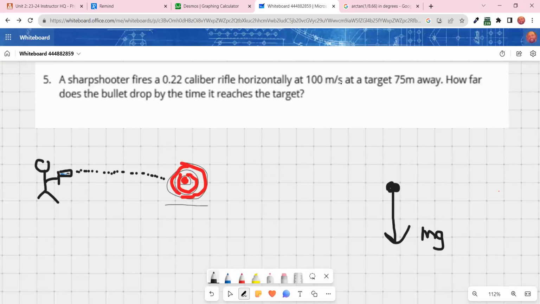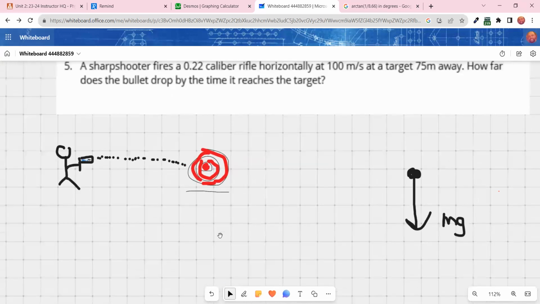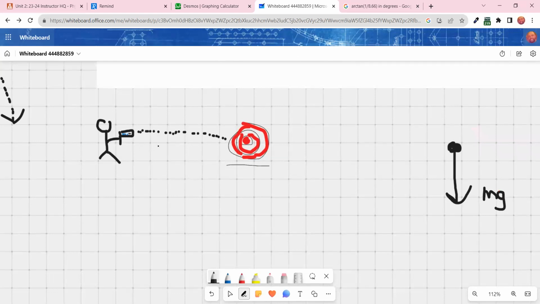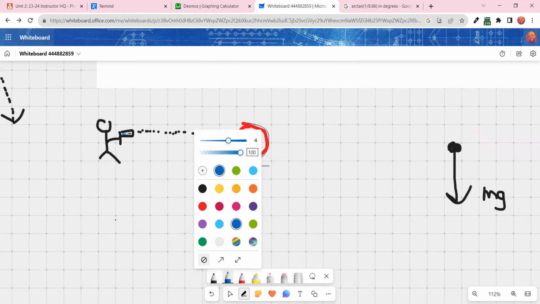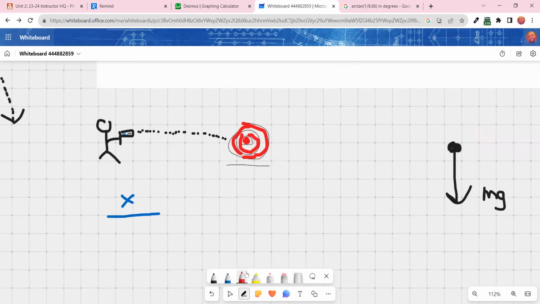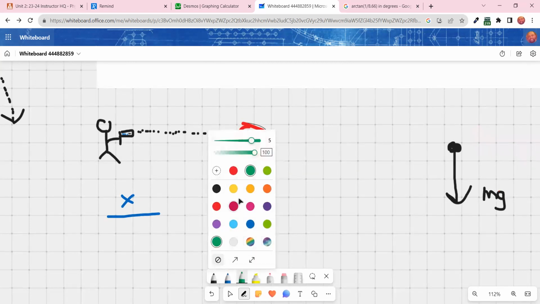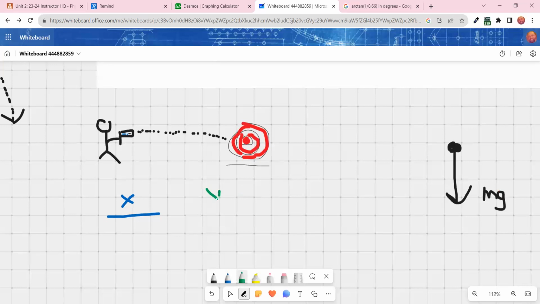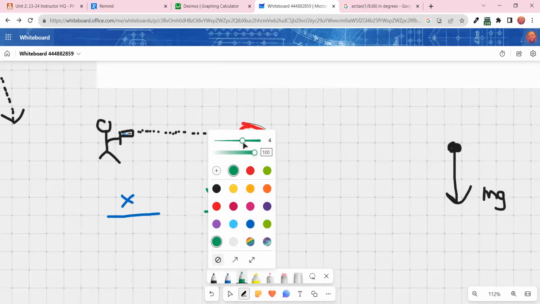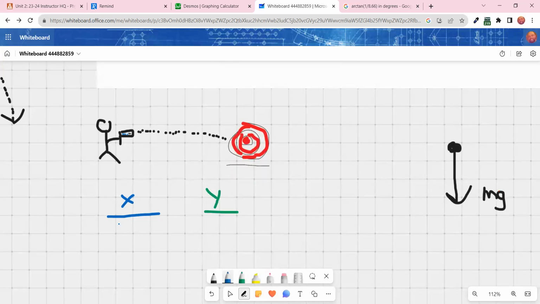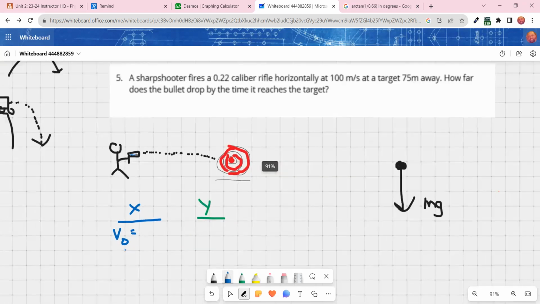Sharpshooter fires a .22 and so on. All right, so let's just write down everything we know. It's always best to do that whenever you have these types of projectile problems, because you have your x-axis, do it in blue again as usual, and your y-axis. What do I know about my x-axis? Well, the bullet was fired at what speed? 100 meters per second.